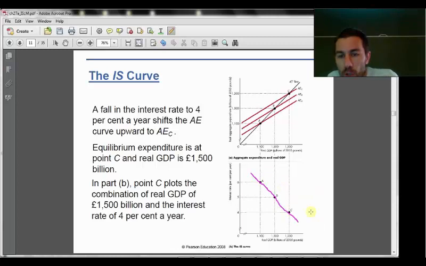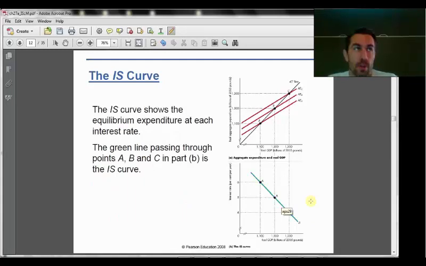If I join all those points, what am I plotting? What is the relationship that I am currently sketching out? I'm sketching out a relationship between interest rate and GDP. And I'm looking at all the points of equilibrium in my aggregate expenditure model when I have different interest rates. I change the interest rate, I get a different equilibrium level of GDP. And the lower the interest rate, the higher the equilibrium level of GDP. So that is called the IS curve.